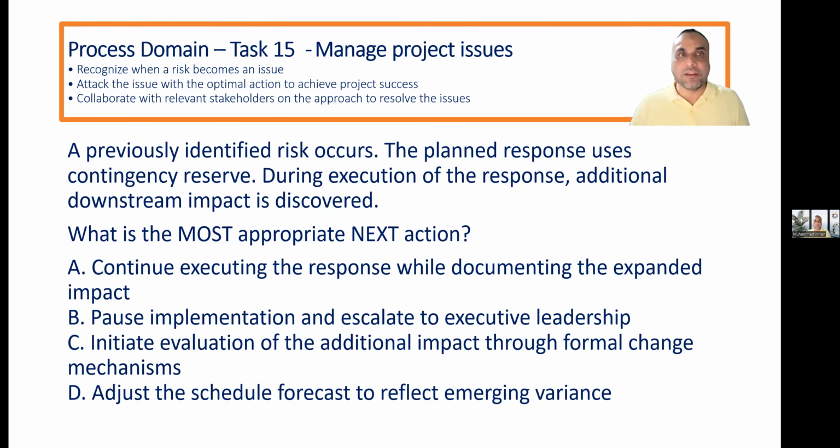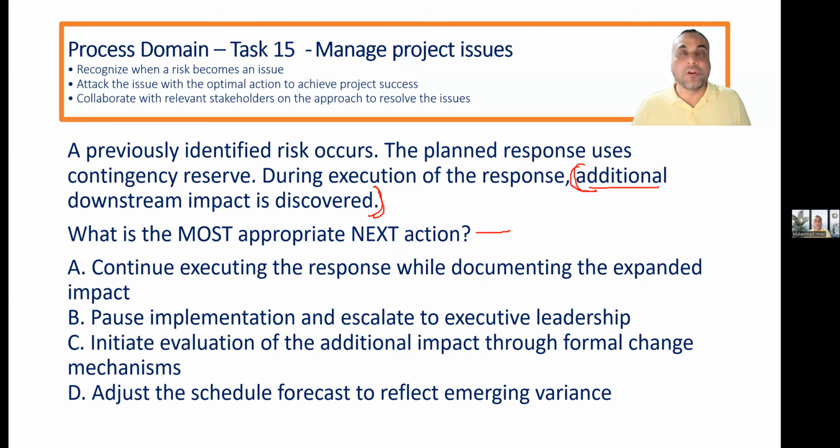A previously identified risk occurs. The planned response uses contingency reserves. During execution of the response, additional downstream impact is discovered. When you read this, what comes to your mind? Please answer this only. Thank you very much, Sarah. Exactly, secondary risk. What is the most appropriate next step?